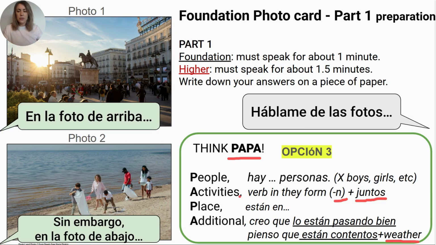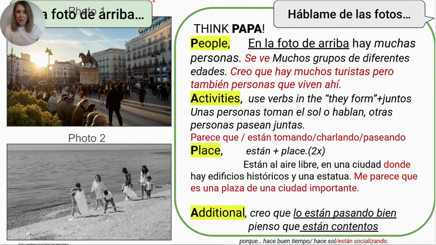Okay, so here we go. A ver. Teacher will say, háblame de las fotos, and I will proceed to read my preparation. Remember, the bits in dark red are things that we can add on if we are doing higher. So I will read everything and translate for you, okay, so that you see what we were doing.